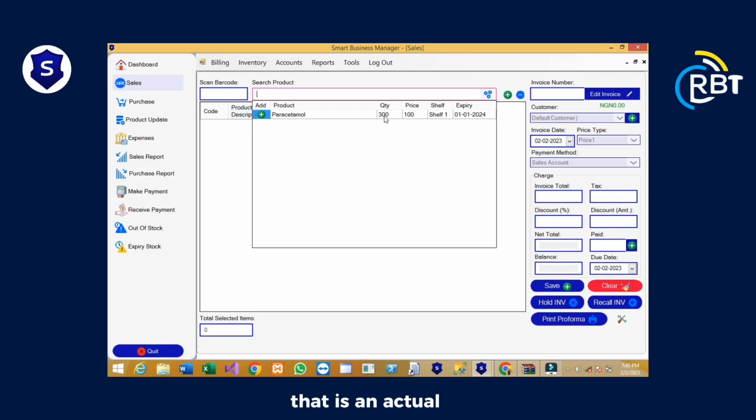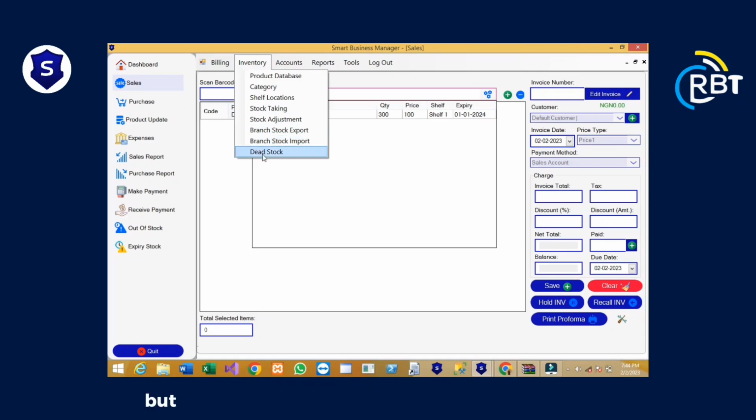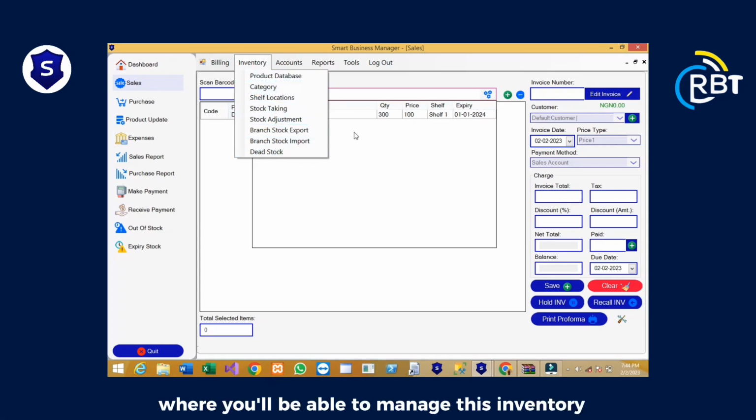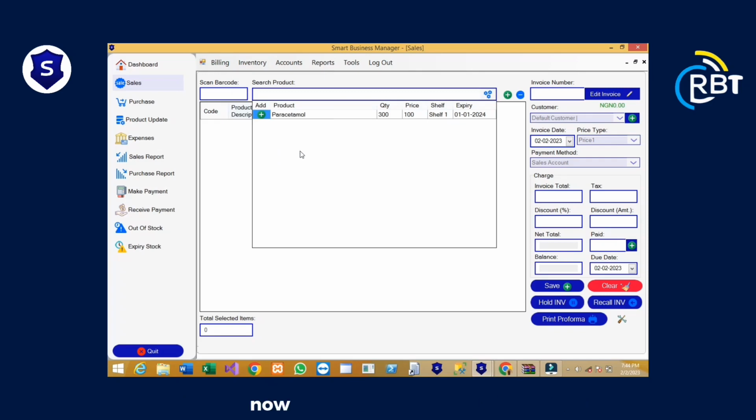So that is an actual thing of inventory. There's a whole lot on inventory management, but if you watch through the subsequent videos that we'll have on the training, you'll be able to understand how to manage this inventory very well. Now I said that while you are managing your inventory, you are managing your finances, which is a very key thing here. Now what do I mean by that?